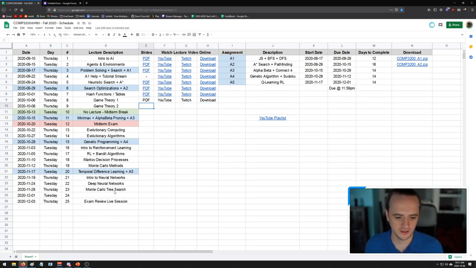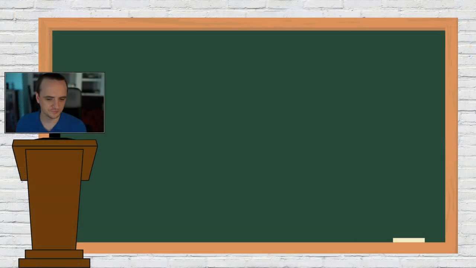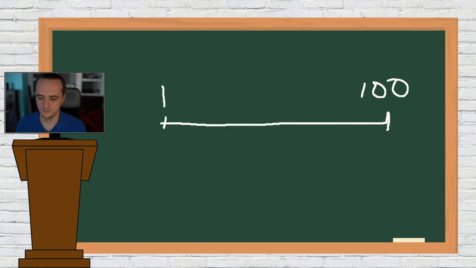But as part of those lectures, I'm going to post something in the chat here now. I want everyone to take a minute or two, and I'll post this on the Discord as well, to go and fill out that question. So here's what that question is. You are going to be picking a number. That number is going to be between 1 and 100. Okay, so inclusive. You can pick 1, you can pick 100.